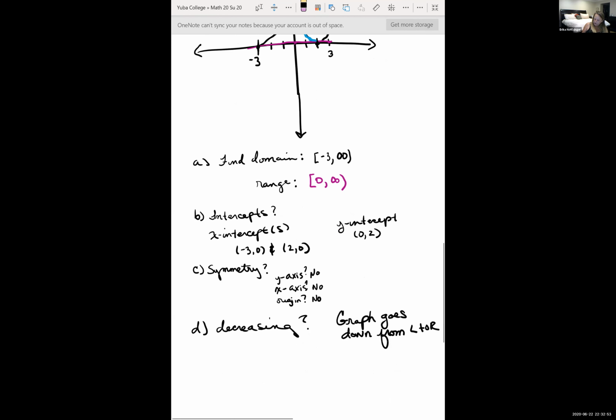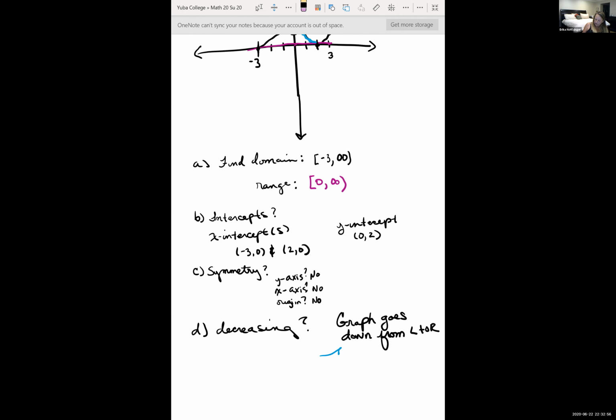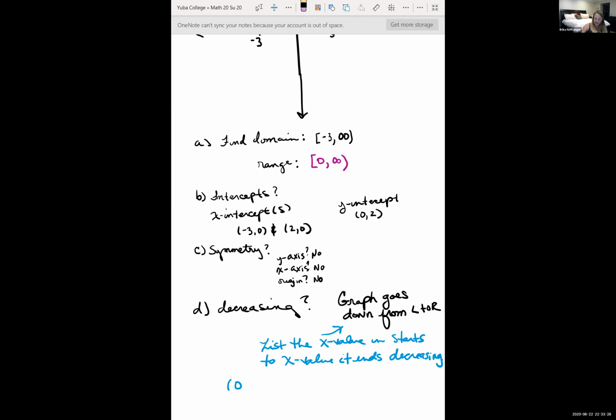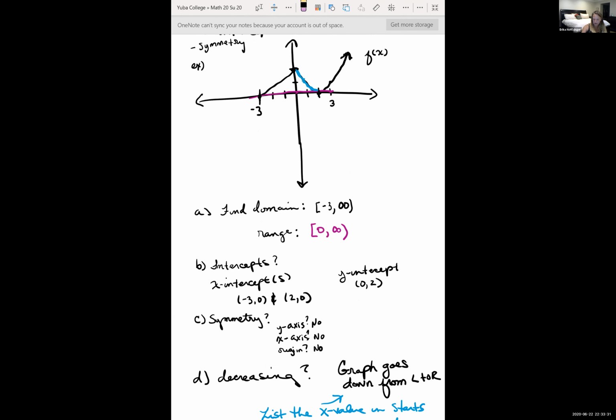So you list the x value where it starts to the x value where it ends. Decreasing. So if I look at the x value where it starts, I'm going to say 0. And the x value where it stops going down is when x is 2.